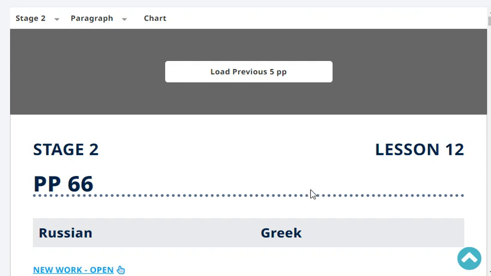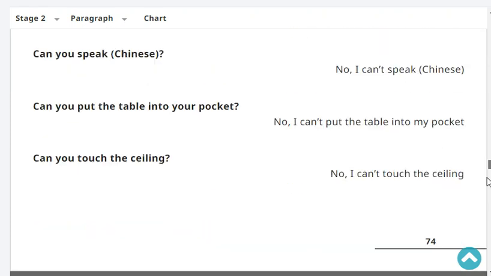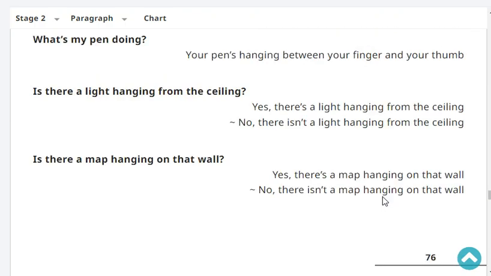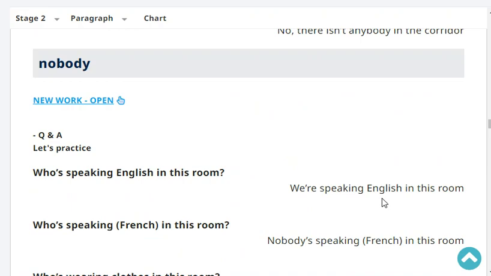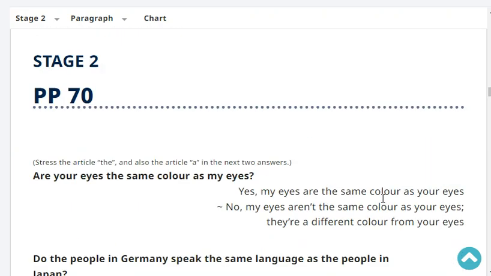Okay. Stage 2, page 76. Last headword was grammar. Okay, so let's start with our revision. Let's move on to page... Oh, I overshot. Okay, one moment. Let me just scroll down. Page 77. Okay, here we go.